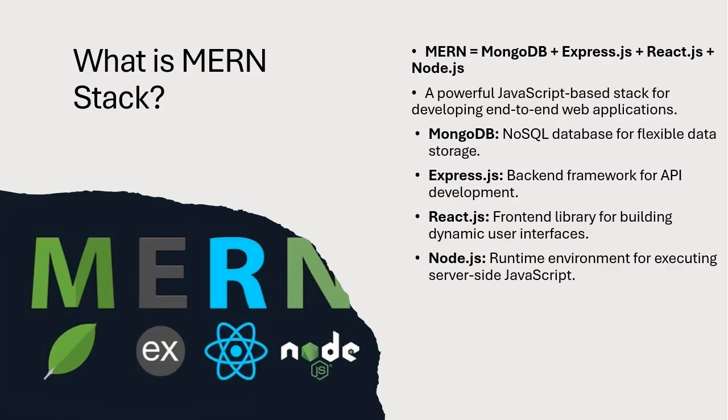MongoDB in the MERN stack is used to handle NoSQL database operations and store data flexibly. Express.js is the backend framework for API development. API full form is application programming interface, which is used to make communication between two applications or two websites. Then, let's understand what React.js means. React.js is a front-end library used for building dynamic user interfaces in our application. Then let's understand Node.js. Node.js is a runtime environment used for executing server-side JavaScript code.